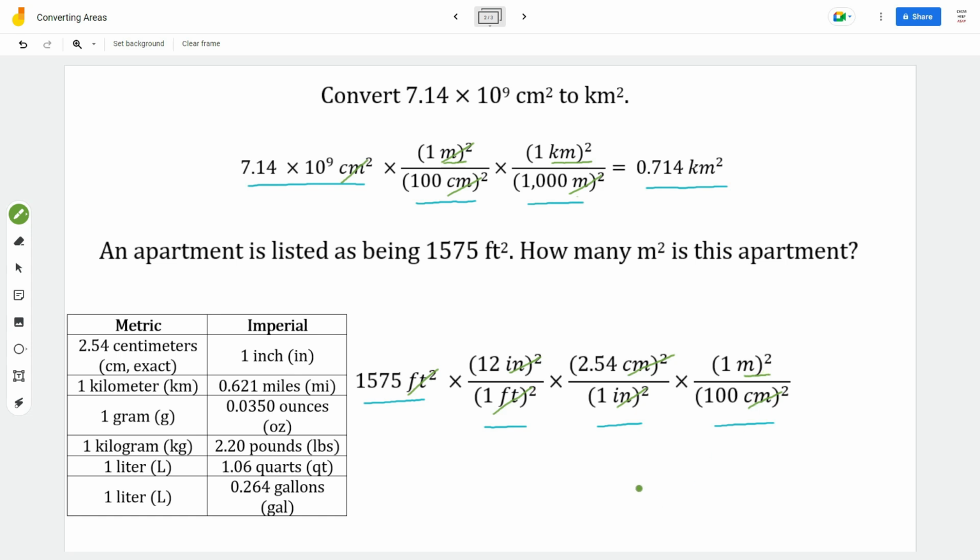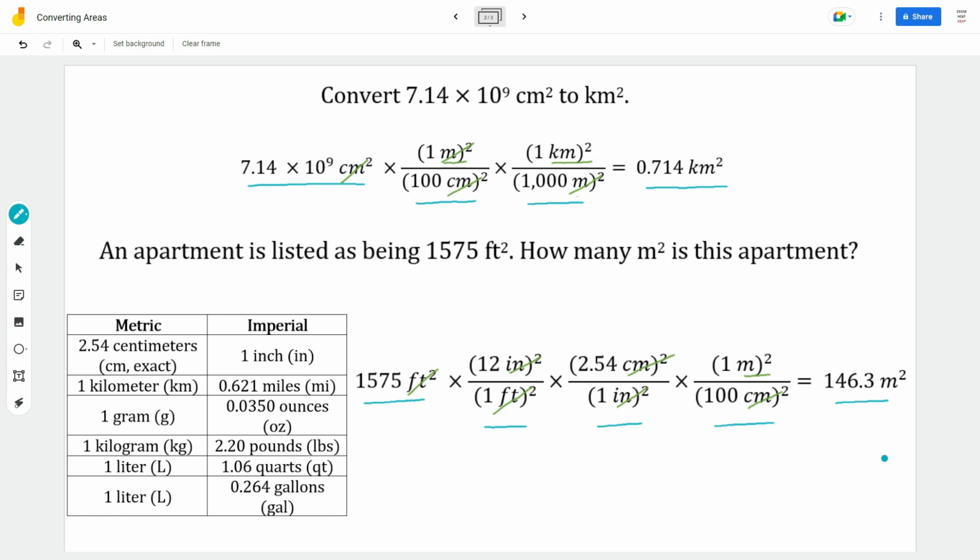Okay, let's put this in our calculator. I'm going to take my 1,575. I'm going to multiply by 12 squared. Don't forget the squared. Then I'm going to multiply by 2.54, also squared. And finally, I am dividing by 100 squared. My final answer is 146.3 meters squared. So you can see in this problem, while we didn't have a direct conversion from feet to meters, we could still use what we had and what we know to get to the unit that we needed.